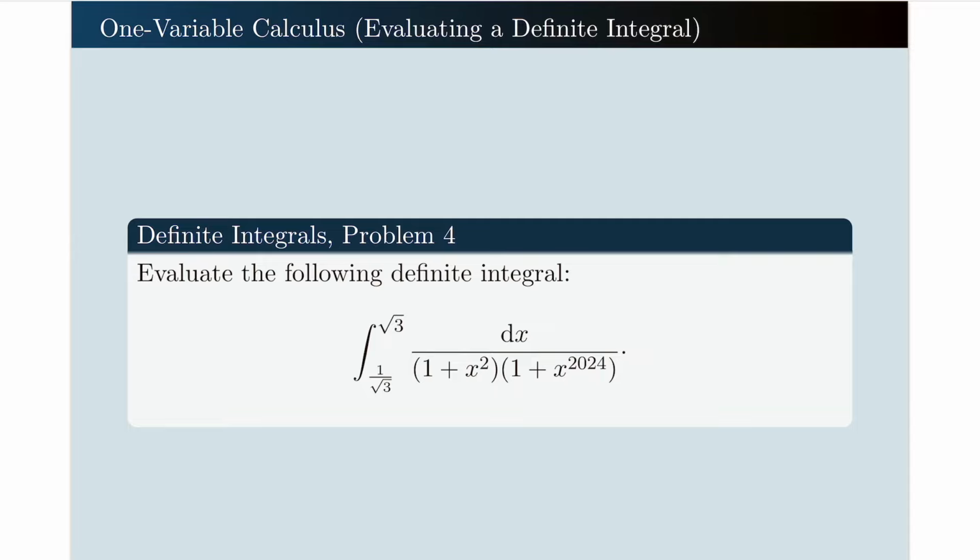Hello, in this video I'm going to solve the following problem for you. Evaluate the following definite integral: the integral from 1 over square root of 3 to square root of 3 of dx over (1 plus x squared) times (1 plus x to the power of 2024).